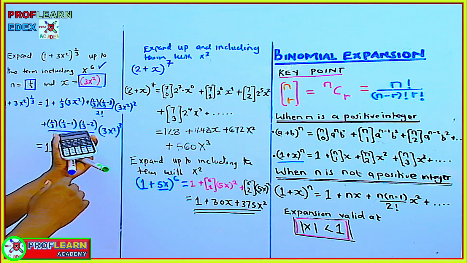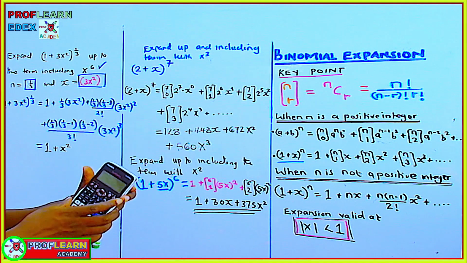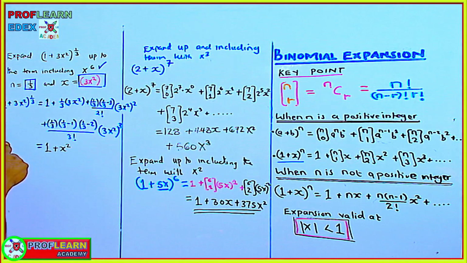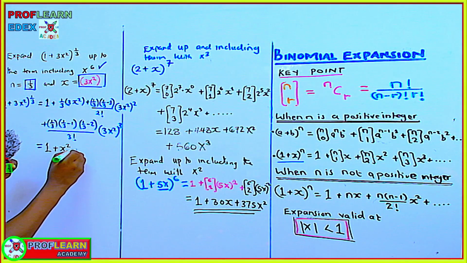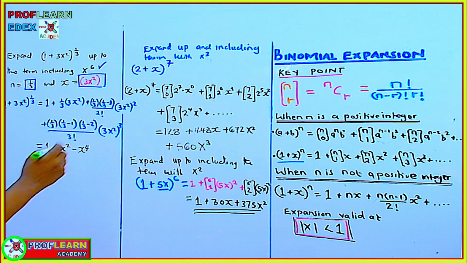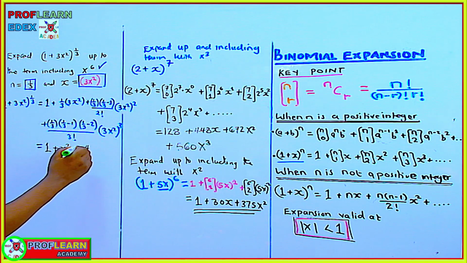and the answer becomes -1. -1, which means that this term translates to minus x power 4. The whole of this term becomes x power 4.